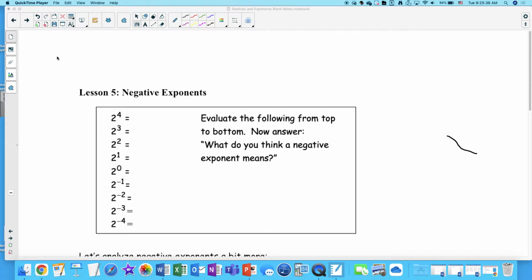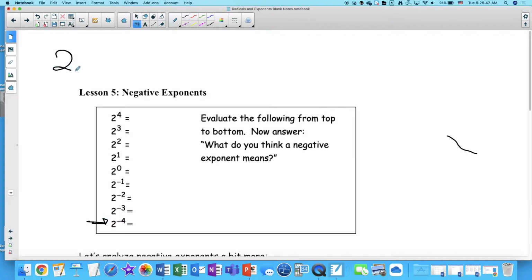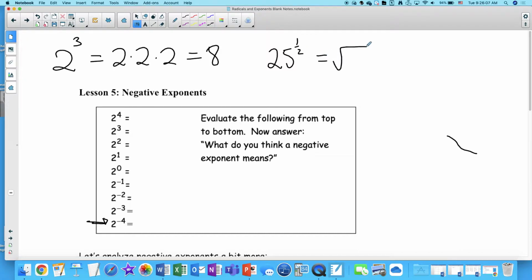Thanks for your patience. So the goal today is to figure out what something like this means. Okay, we know how to deal with this now, right? That's going to be 2 times 2 times 2, which is 8. We know how to deal with this, right? That we now know can be written as a radical. So that's the square root of 25, which is 5. Our goal today is to figure out, what does this mean?